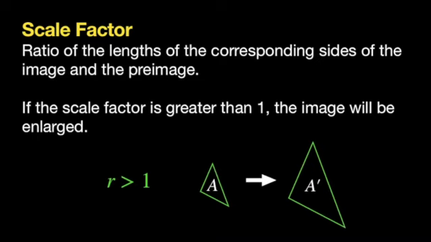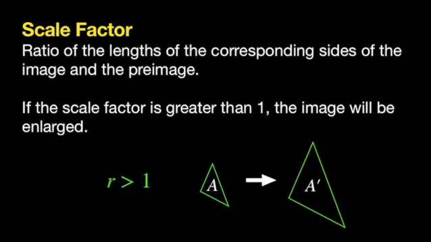In order to perform a dilation, we're going to need a scale factor. The scale factor is going to be a ratio of the length of the corresponding sides of the image and the pre-image. If the scale factor is greater than 1, the image will be enlarged. So in this case, we have R is greater than 1. So our pre-image, our original image A, is going to be dilated and is going to become a larger shape. That's why we have A prime on the next one.